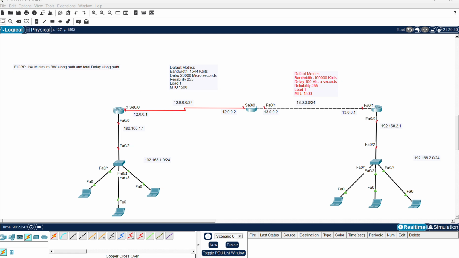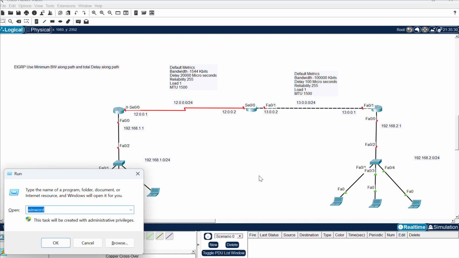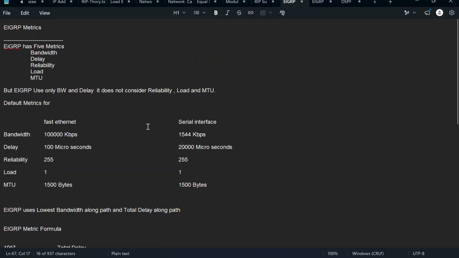So now we will discuss EIGRP metric calculations. EIGRP has 5 metrics. There are total 5 metrics.